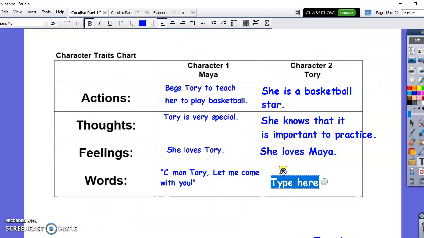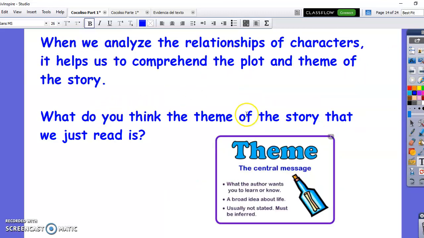So again, but I would like to stick those words, I'm sorry, Maya. And then she goes and plays checkers with her. So I can look at how those two characters interact. I know that they have a good relationship. Both of them love each other.